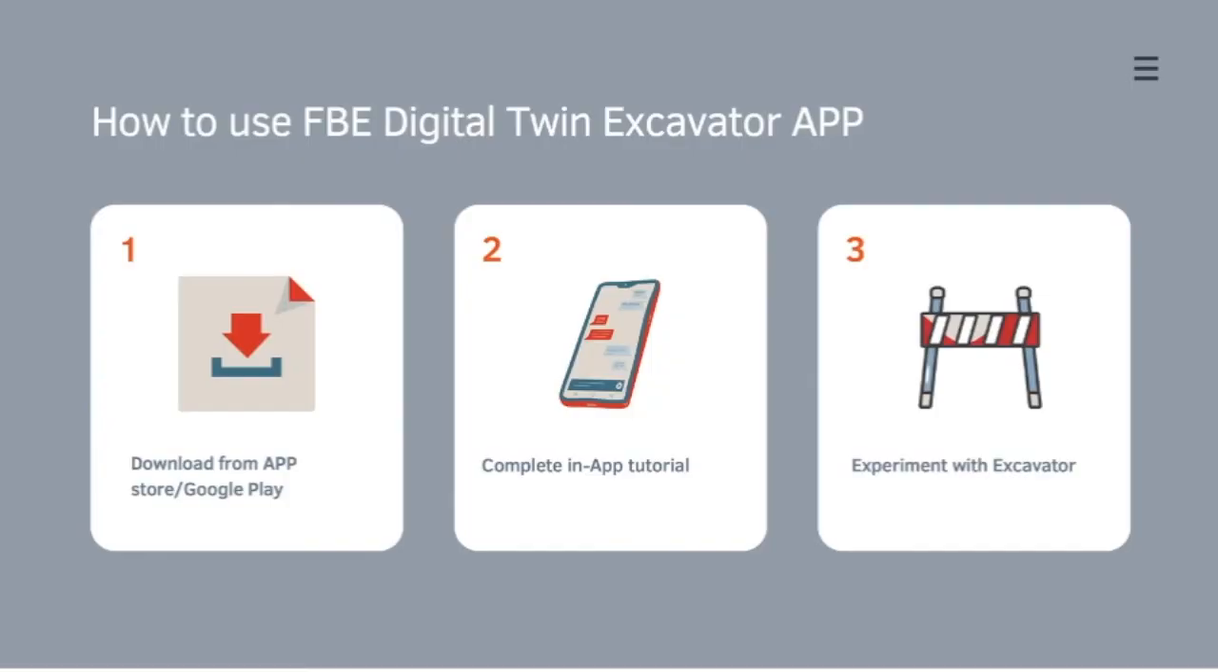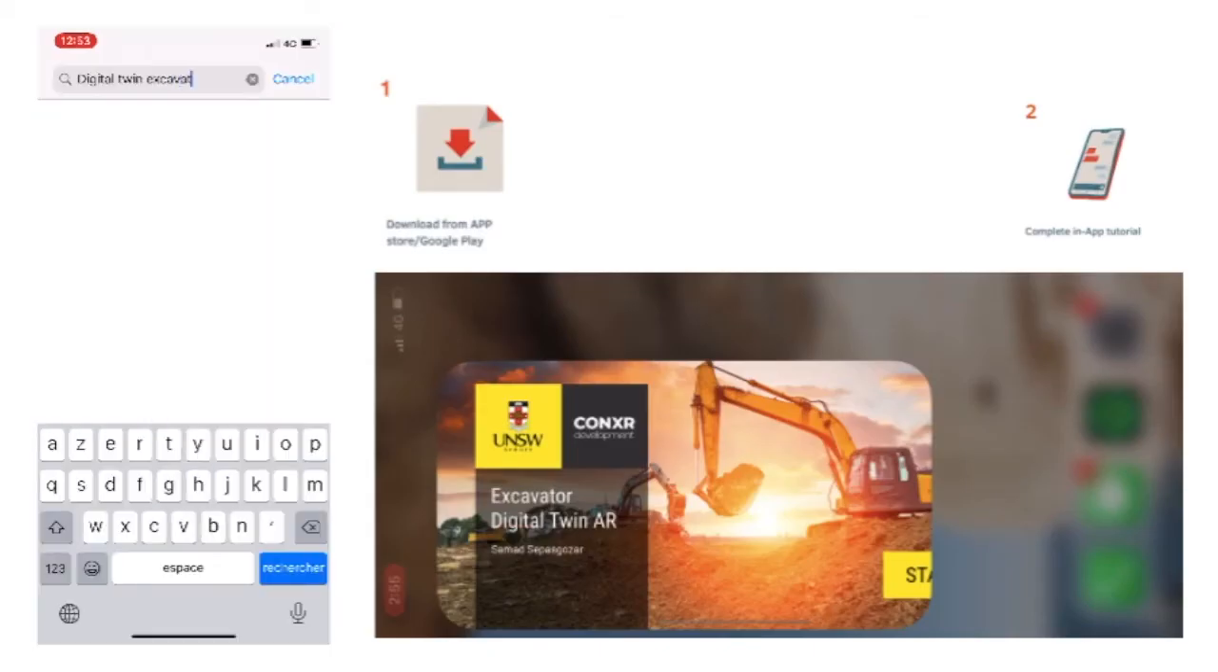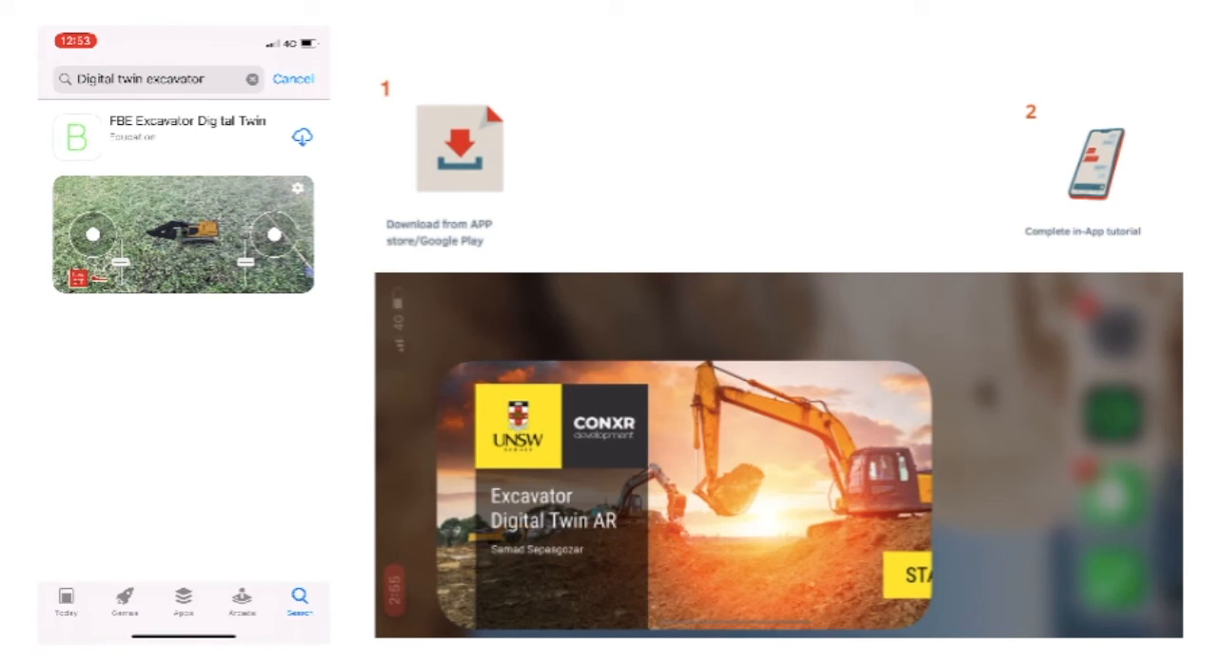If you haven't explored the Faculty of Built Environment Digital Twin Excavator app, there are 3 basic steps. Start by searching the app name in the App Store if you have an iPhone or Google Play for Android devices. Once you open the app, you can then take the option to complete an in-app tutorial which will guide you through the controls of the excavator. Once completed, you'll have full control to experience the excavator using your camera. I have demonstrated how to do the first 2 steps on the screen.